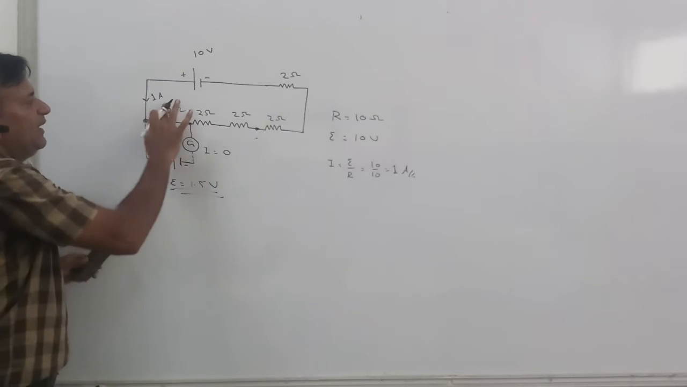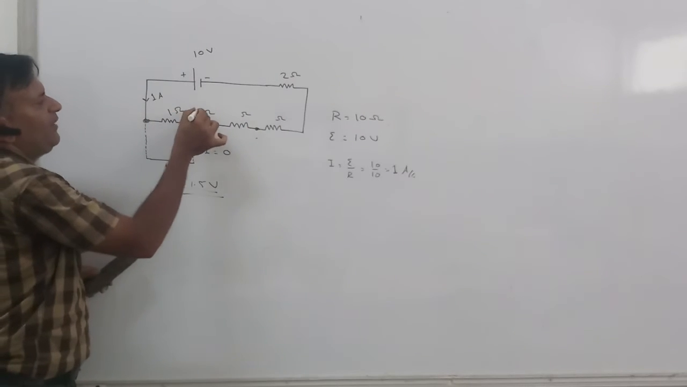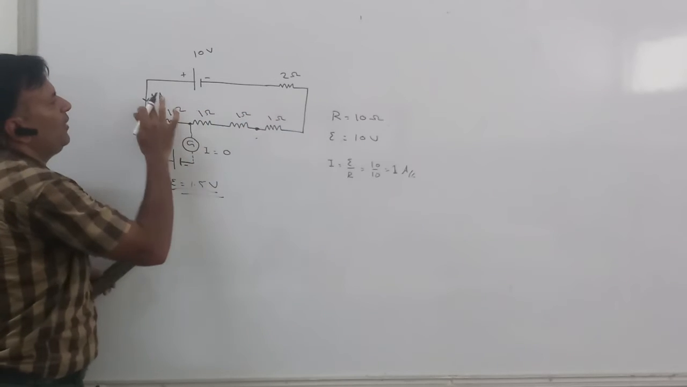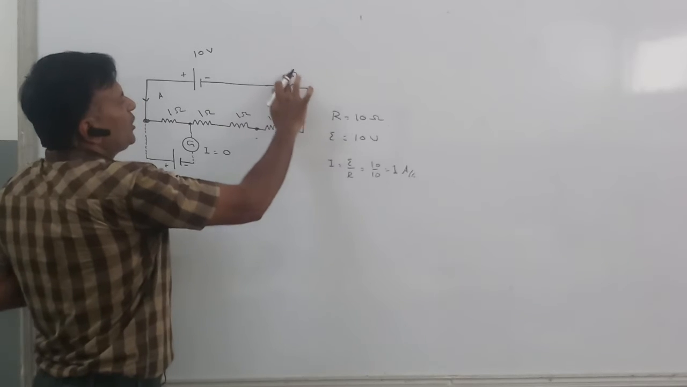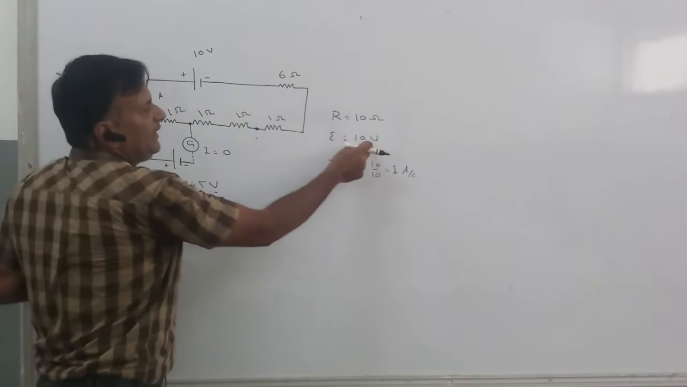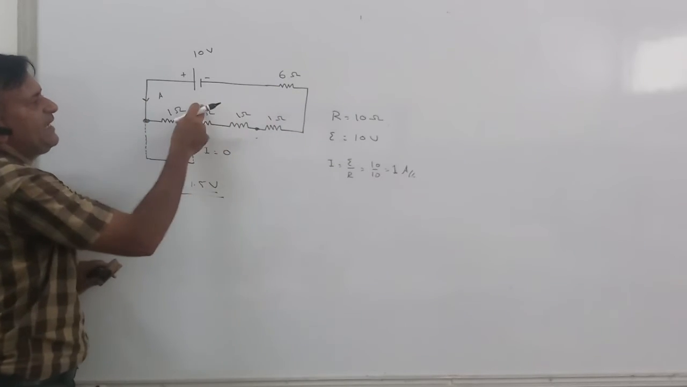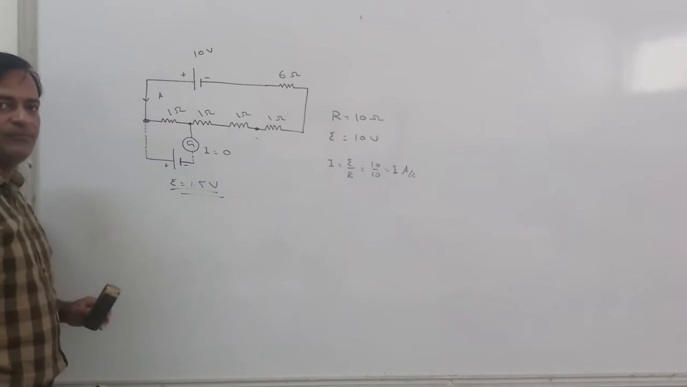What should we do? Make all these as 1 ohm, 1 ohm, 1 ohm, 1 ohm, and make this equal to 6 ohm. What is EMF? 10. What is total resistance? 6, 7, 8, 9, 10. Total resistance is 10 ohm.